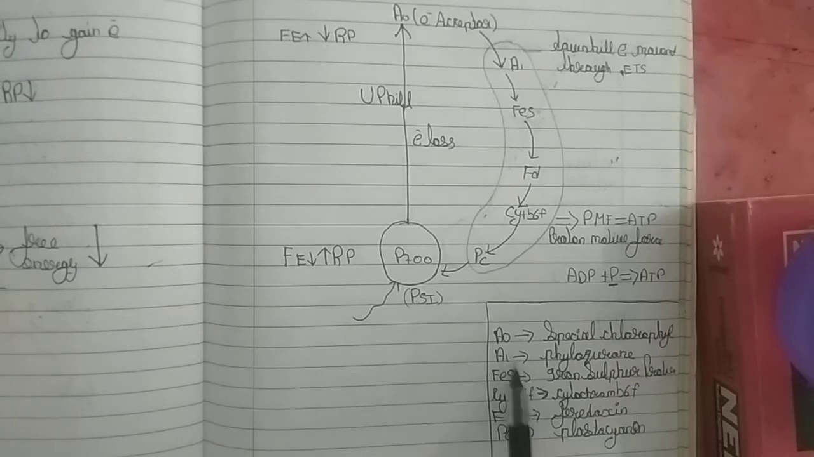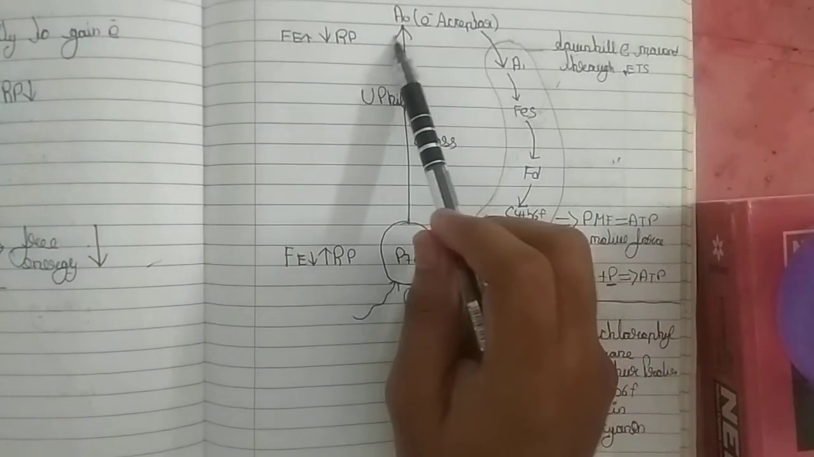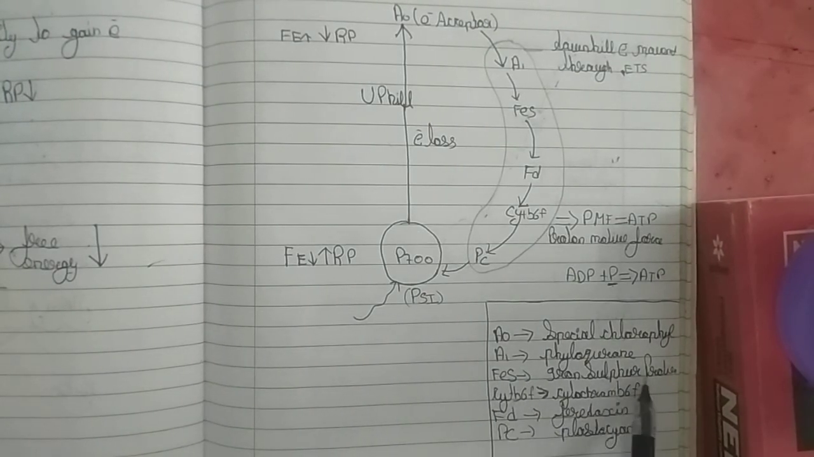A0 is the special chlorophyll, the primary electron acceptor, which is a phytoquinone. FeS is the iron-sulfur protein, then cytochrome b6f, this is ferredoxin, and this is plastoquinone.